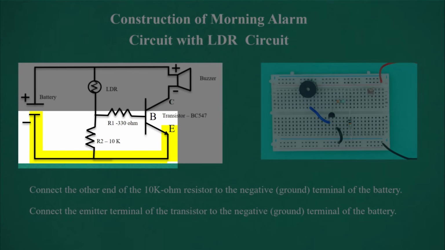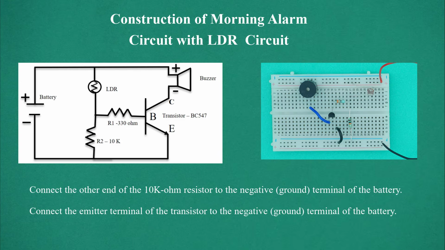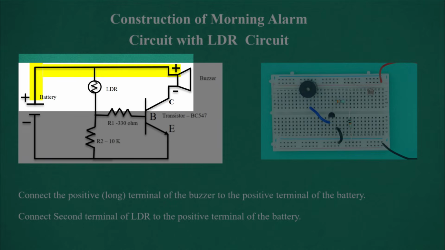Connect the emitter terminal of the transistor to the negative ground terminal of the battery. Connect the positive long terminal of the buzzer to the positive terminal of the battery. Connect second terminal of LDR to the positive terminal of the battery.